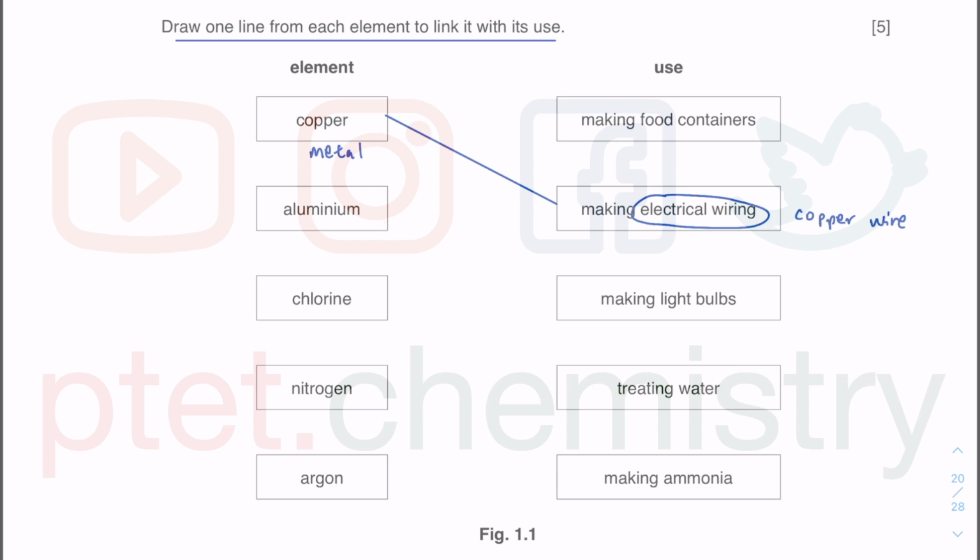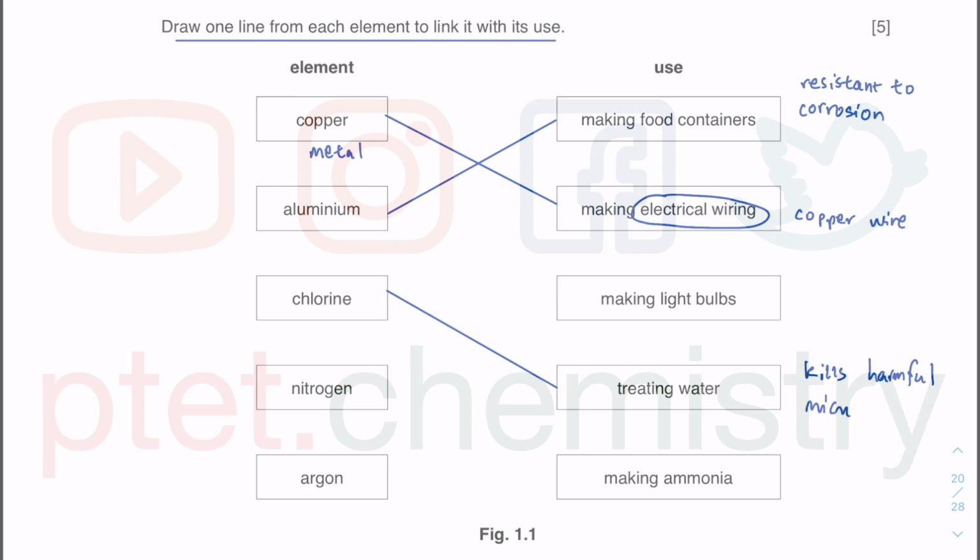Aluminium is used to make food containers because it is corrosion resistant, so it has resistance towards corrosion. You do not want your food container to be made of iron, because then you will get rust in your food, I guess. And of course aluminium is also used to make the body of an aeroplane because of its low density, very light. Chlorine is used in treating water because it can kill microorganisms. So it kills harmful microorganisms.